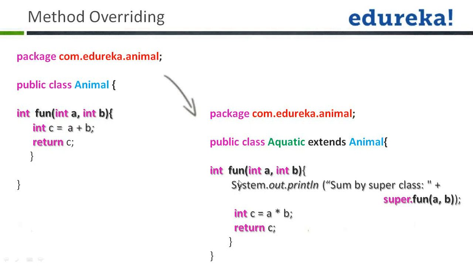Let's understand this. So the signature is quite same, that is integer function int a and b, similar syntax, similar signature, but the body has been changed. First one's body was integer c equals a plus b, return c, but the second body also includes System.out.println sum by superclass. So we are calling this function from this function, and this one is returning the multiplication, that is a multiplied by b, and finally you return c. So this function is returning the multiplication of two integers. This one is returning the addition of two integers. So this function is overriding the function that was present in animal class. Yes, this is the spelling of overriding.